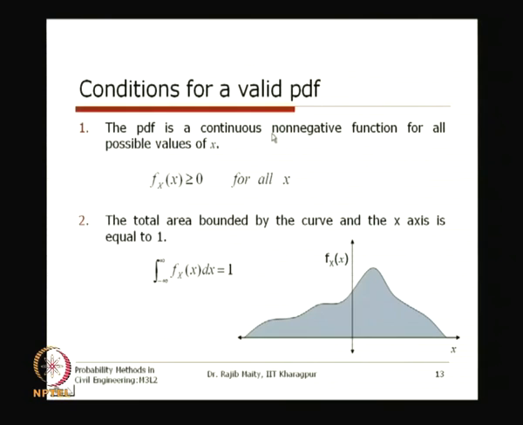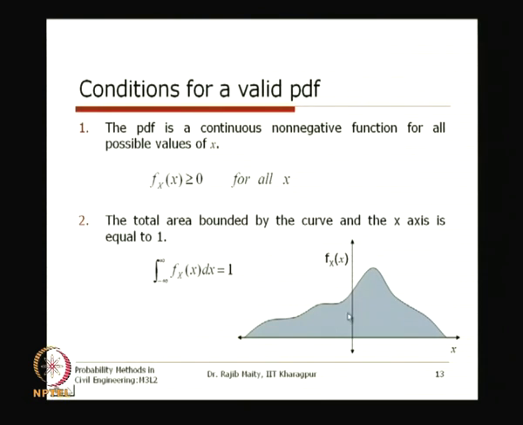The pdf is a continuous non-negative function for all possible values of x. So, f_X(x) for all x should be greater than or equal to 0. This is basically coming from the first axiom of probability. So, in this graph, everything is above the x axis, towards the positive y axis, and the total area bounded by the curve and the x axis is equal to 1.